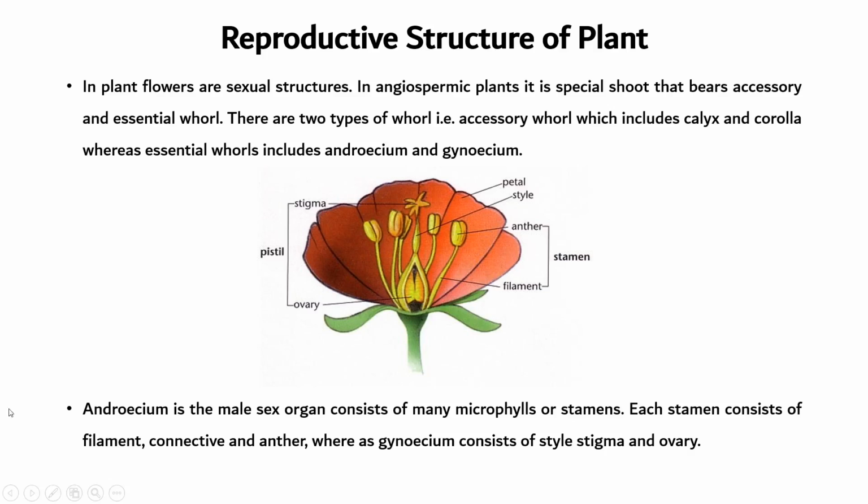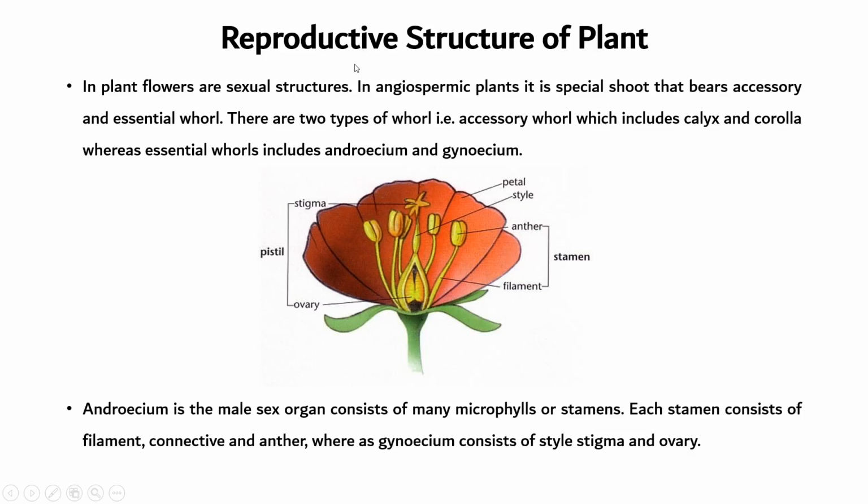Now our today's topic is the reproductive structure of plant body. First of all, see, for plants, flowers are structures of sexual reproduction. That's why we can define the flower: it is the modification of shoot meant for sexual reproduction.